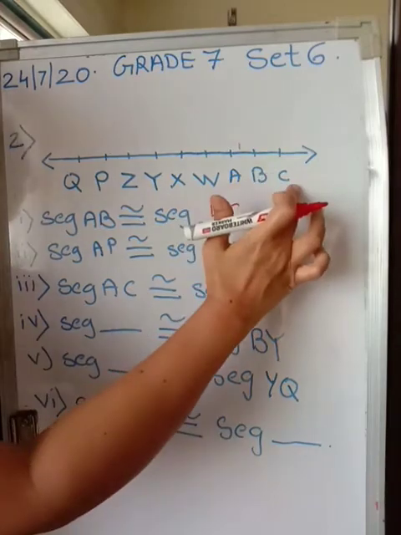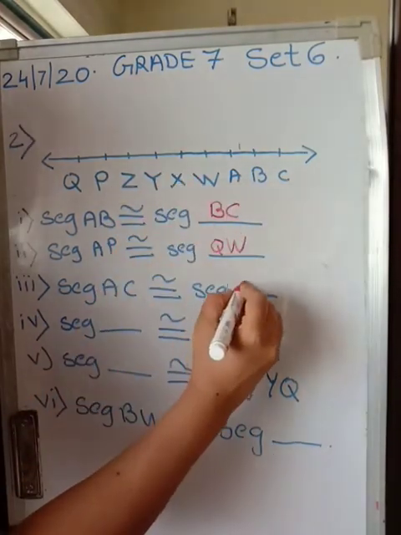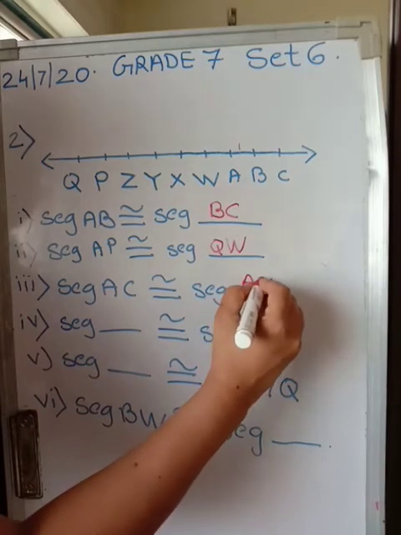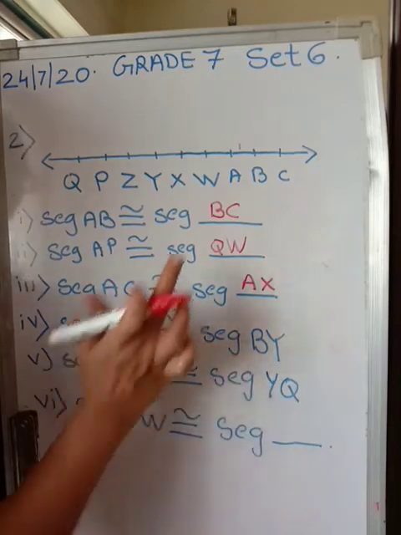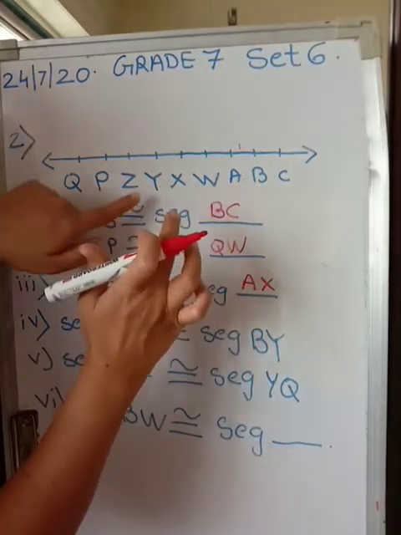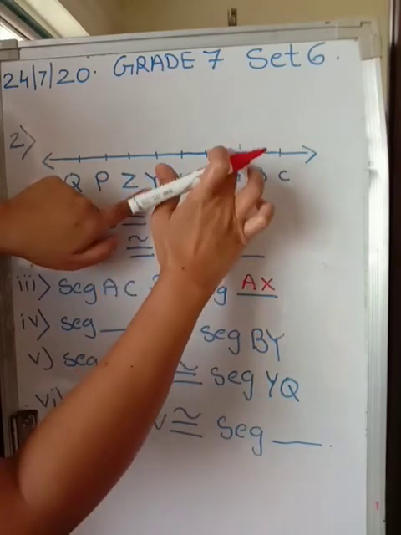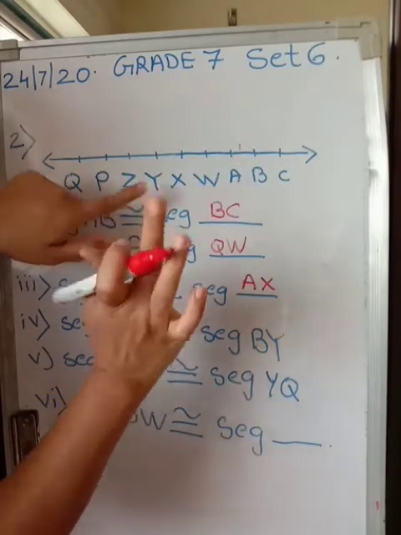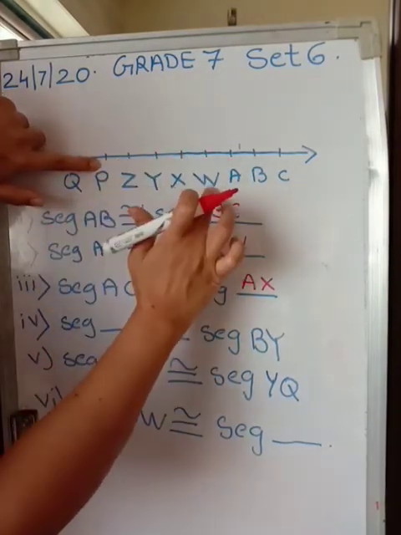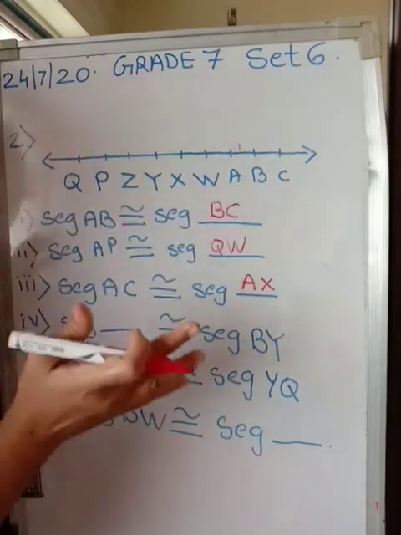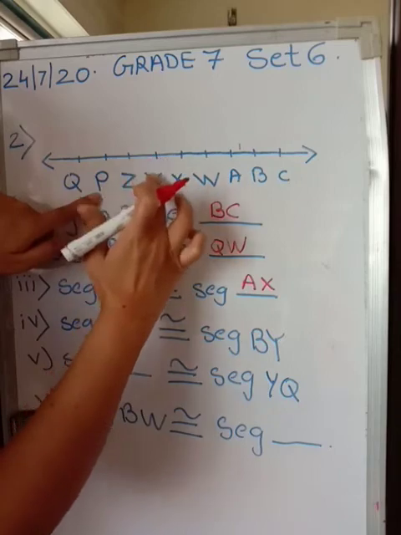So for AC, arbitrarily I can write AX also. 1 and 2. Okay. So segment AX. You can write many answers. Okay. Segment dash is congruent to segment BY. B to Y. Now count the units. 1, 2, 3 and 4. So we want 4 units. Let's start from P. 1, 2, 3, 4. It can be PW. Okay. You can start from anywhere and count 4 units.